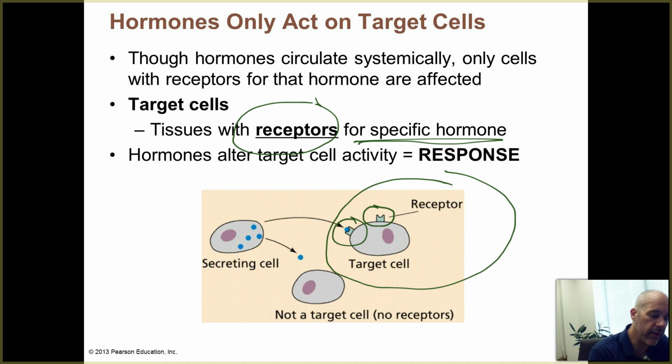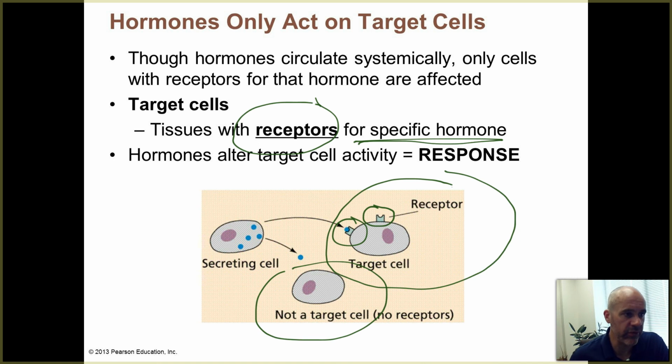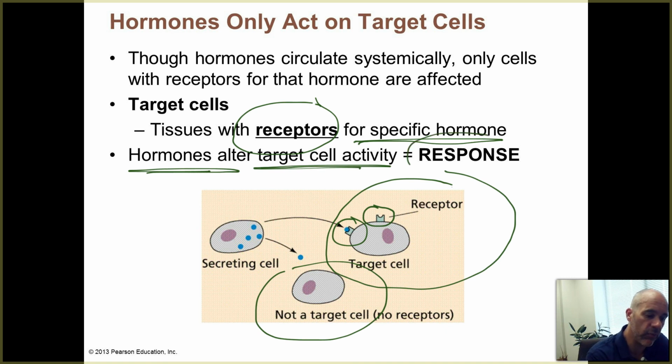Now over here you've got a diagram of a cell that is not a target cell. It does not make receptors for that particular hormone, so therefore it's not going to respond to the hormone. Once hormones attach to the receptor, that can set off a chain of events that leads to a response. Okay, and a response is just what is the cell doing that it wasn't doing before the hormone attached to its receptor. That's the response.